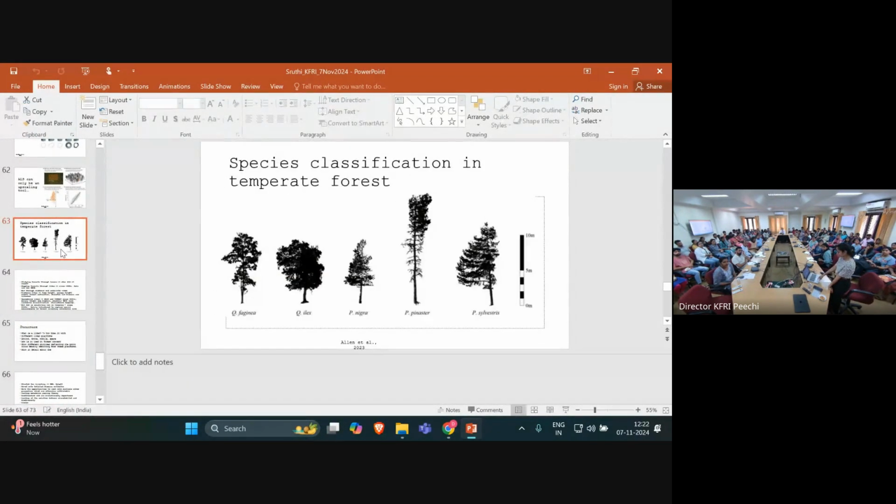So I didn't talk about it in the presentation, but I did have some slides. Was expecting maybe there's a question about species. In the tropics, it's pretty hard because you have so many species in a very small area.